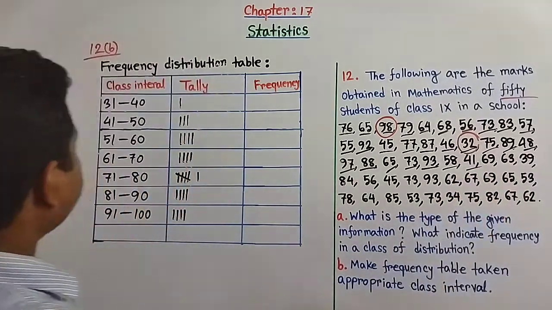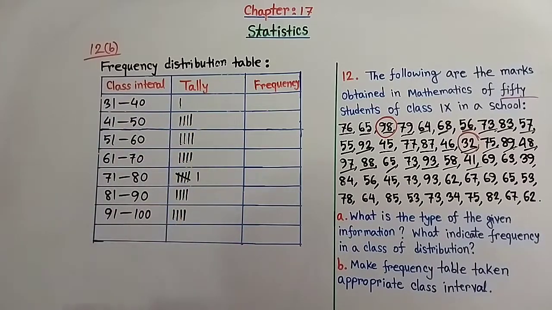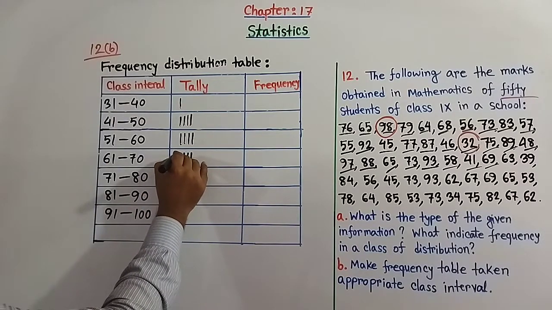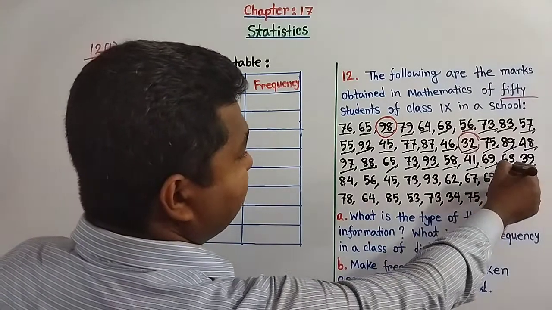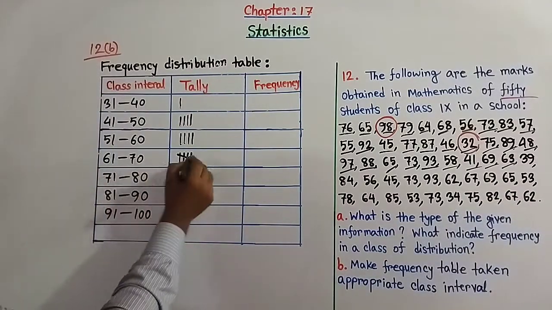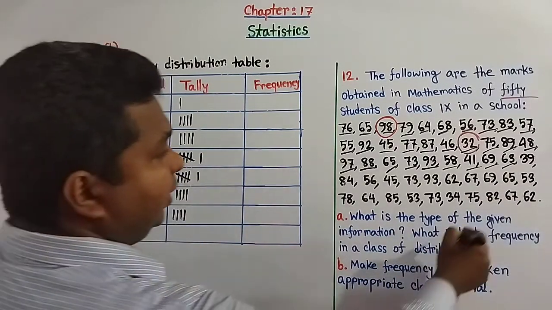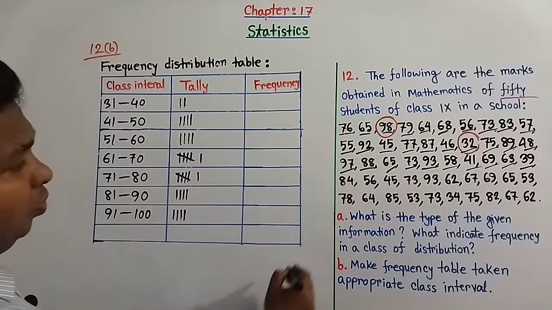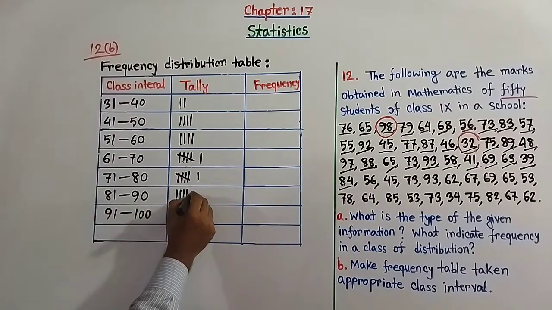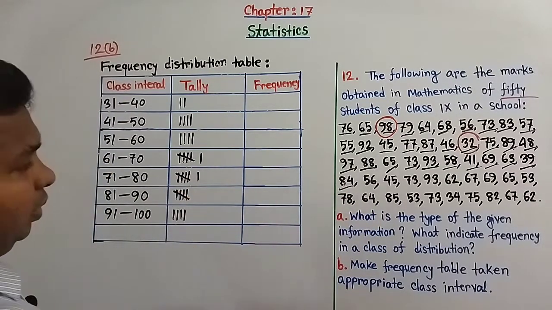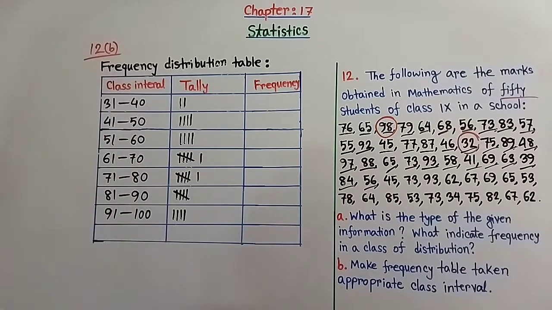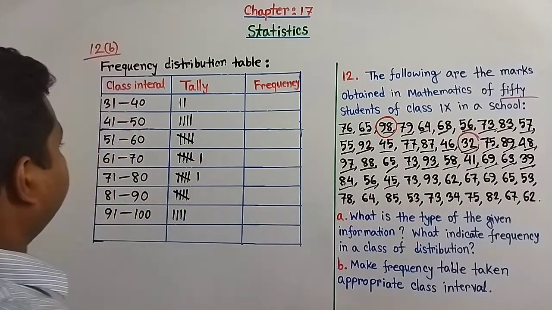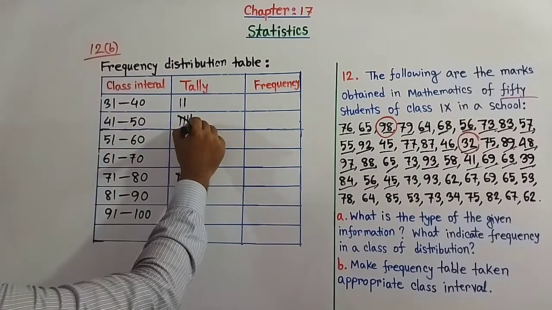Then 41. Here is 41. Then 69. Here 69 will be here. Now 63. So for 63 this one. Then 39. So for 39 this one. Now 84. So for 84 this one. Then 56. So for 56 this one. Then 45. So for 45 this one.